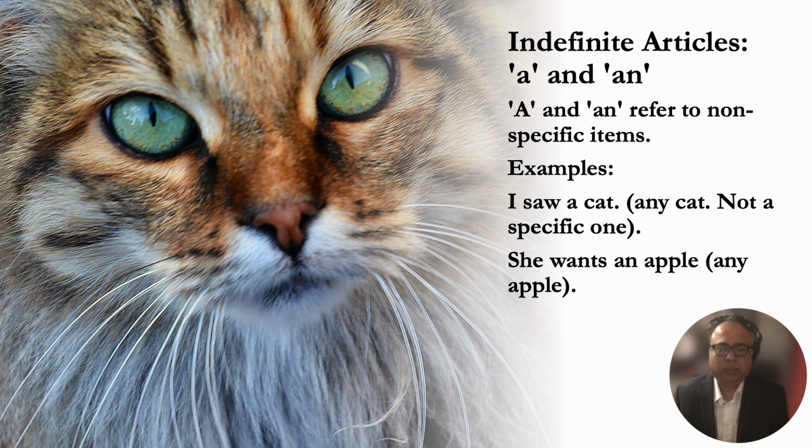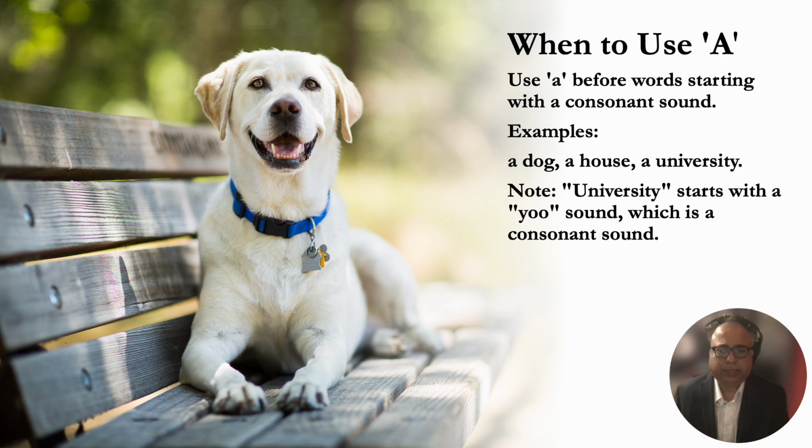Another example: she wants an apple. Okay, so it could be any apple, right? Gala, Red Delicious. It doesn't matter. It's just an apple, the fruit. So it's indefinite, so we use a and an. Okay, so when do we use it?